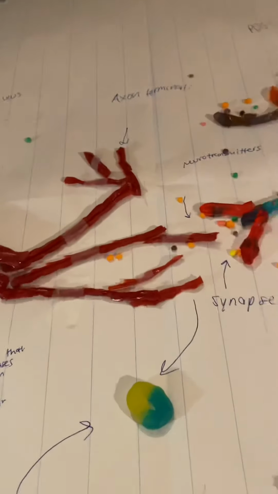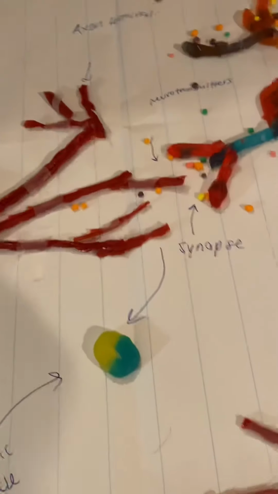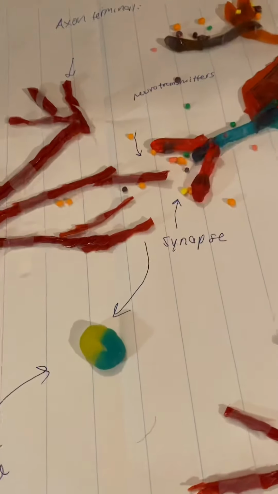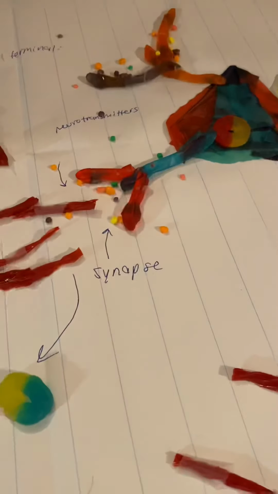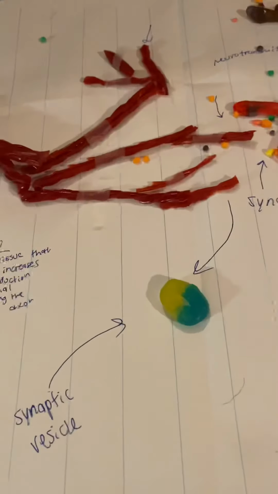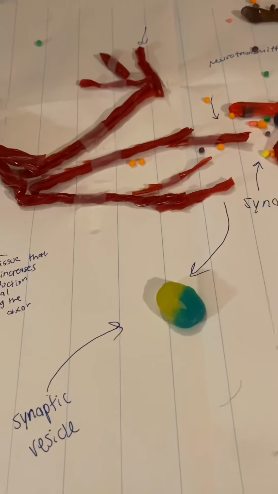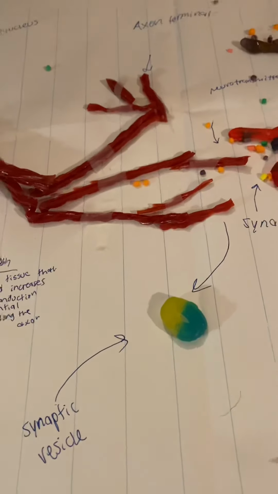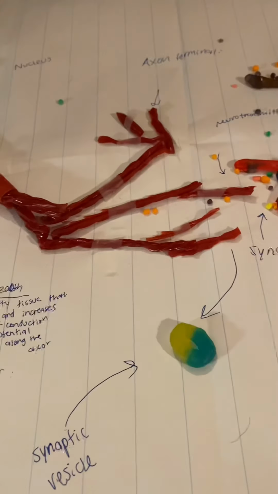Next, we have the synapse, and that's the contact point between the neurons where the information is passed, so right there. Next, we have the synaptic vesicles, which are right here. And that's a small vesicle that stores neurotransmitters and releases them from a calcium-triggered device.